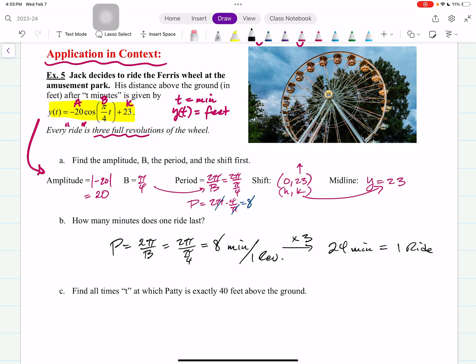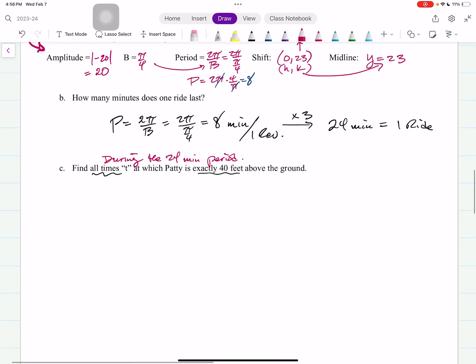Now that's important because in part C, we want to find all times t at which Patty is exactly 40 feet off the ground during this 24-minute ride. So let's just keep that in mind, that the ride length is 24 minutes. So during the 24-minute period, or 24-minute ride, let's do that.